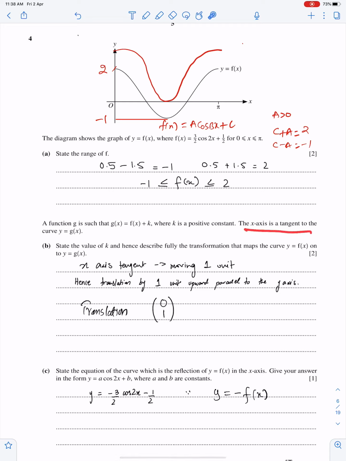The x-axis is tangent to the curve. That means this diagram. State the value of k: 1, because you shifted this curve 1 unit up. So the value of k is 1, and hence describe the transformation. This is the vertical translation of vector (0, 1). So just write translation vector (0, 1), and the value of k is 1.